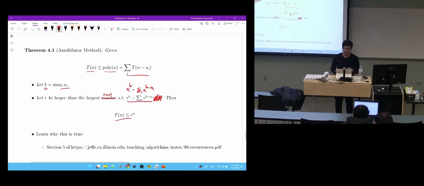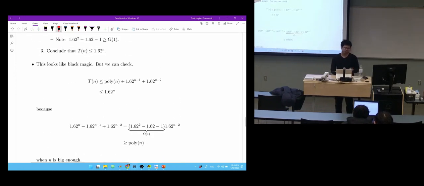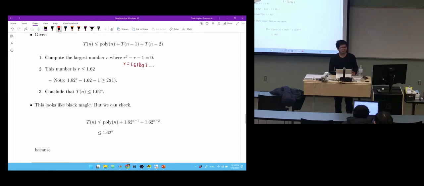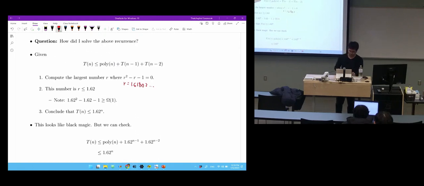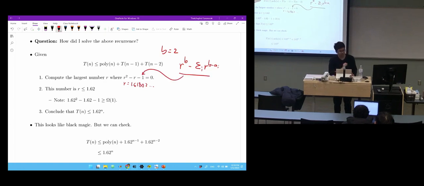But you see, once you see this kind of equation, which is in the homework too, I think, here b is 2, so I just consider r to the b minus this thing, right? And so this equation is just this equation. So I solve this equation, I get that r, this number, is larger than the largest root, and I just conclude this.